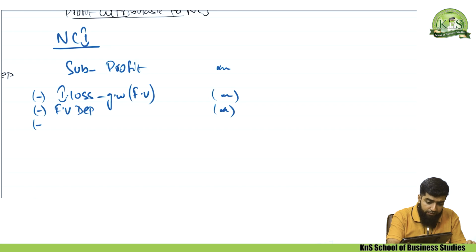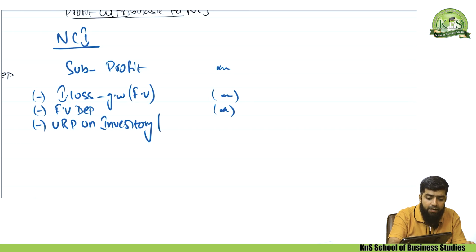Another adjustment that we need to make is the unrealized profit on inventory. But this adjustment will be made in the NCI if the goods are sold by the subsidiary to the parent.